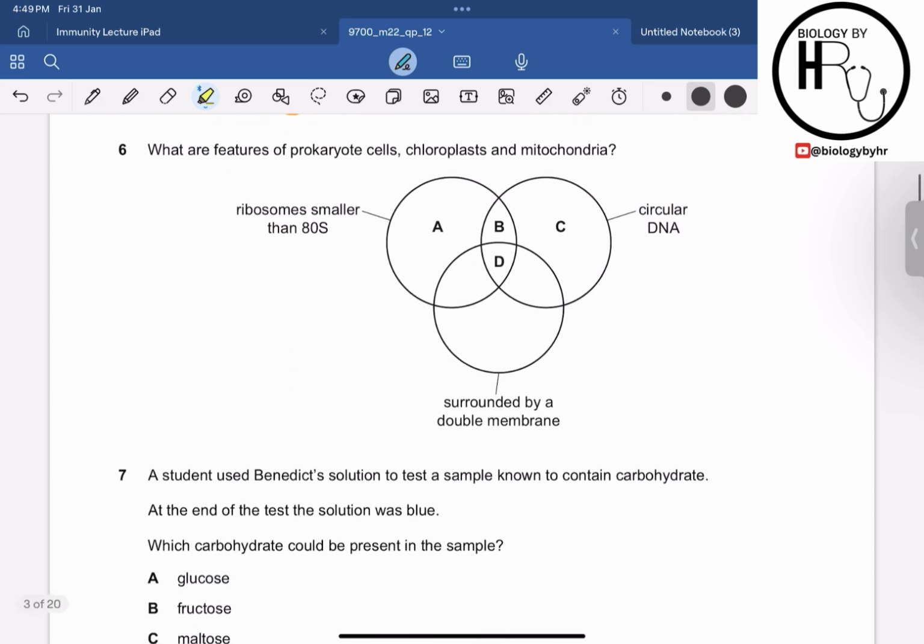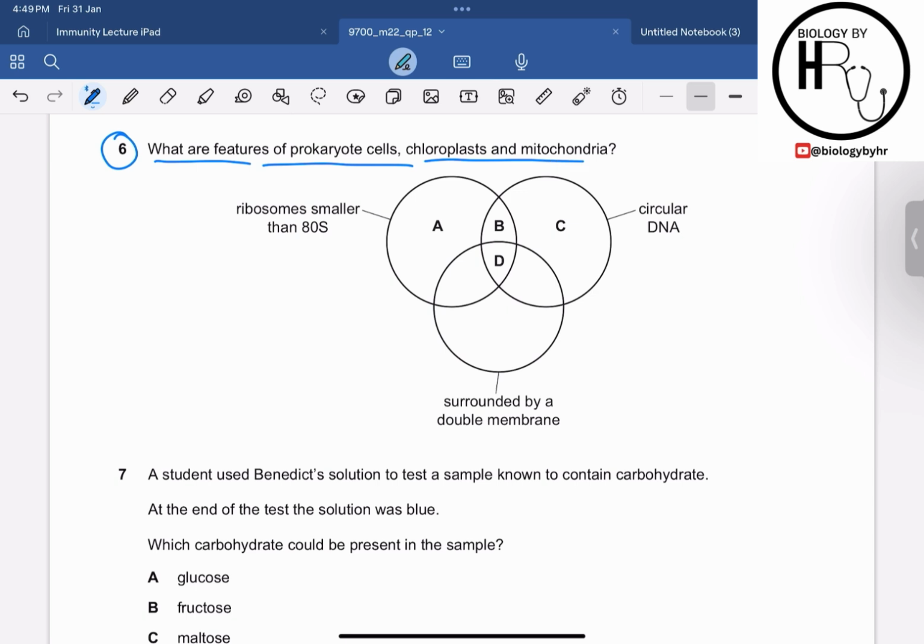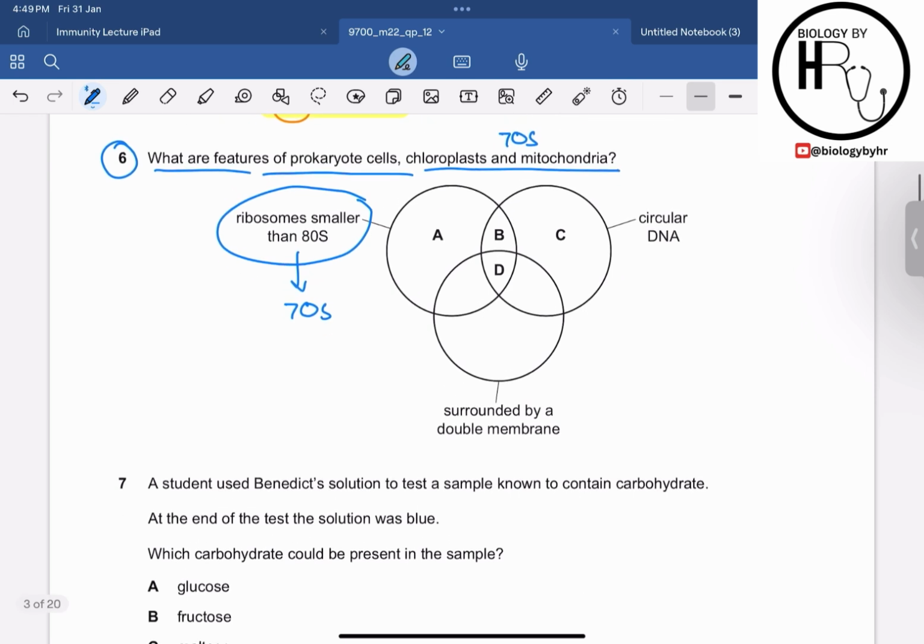Let's now have a look at question number 6 over here. Question number 6 says what are the features of the prokaryotic cells, chloroplast and the mitochondria, right? So they are saying ribosomes smaller than the 80S ribosome, the 70S ribosome. So yes, this is correct. Both the chloroplast and the mitochondria contain the 70S ribosomes, right? They both contain the 70S ribosomes.